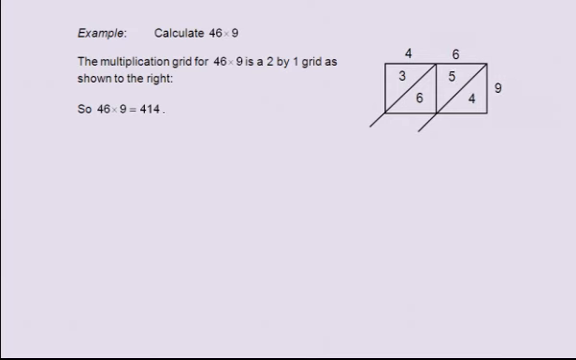Now add down the diagonals, starting with the lower right diagonal. There's only 4 in this diagonal, so 4 is written here. The next diagonal is 6 add 5, which gives 11. So 1 is written here, and the 1 from the 10 is carried over into the next diagonal here.